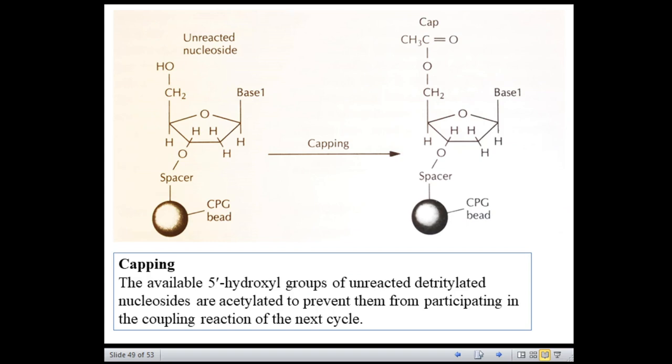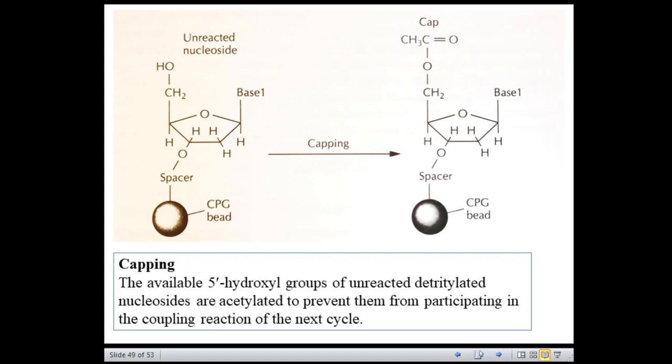If this step, which we call the capping step, is not carried out, then after a number of cycles the growing chains will differ in both length and nucleotide sequence, which is not desired.